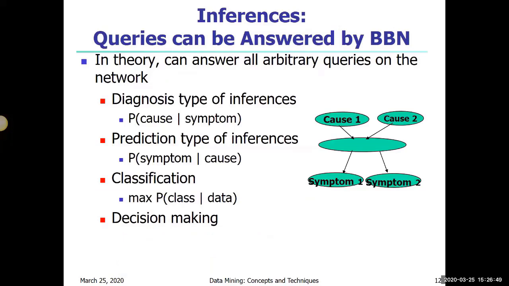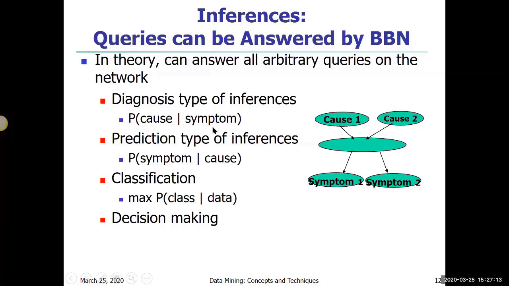There are 3 types of queries. All arbitrary queries can be answered. Diagnosis type, cause and symptom. So given symptom, figure out what was the cause. This is a diagnostic type. Prediction type, we have cause, predict the result.